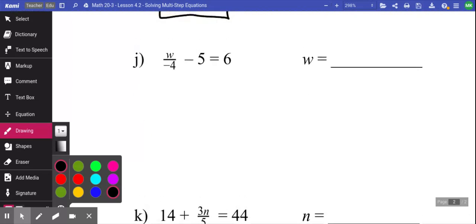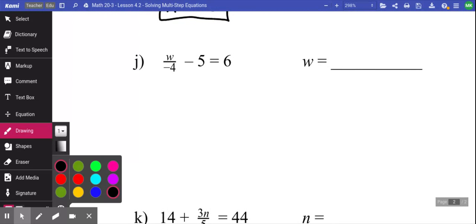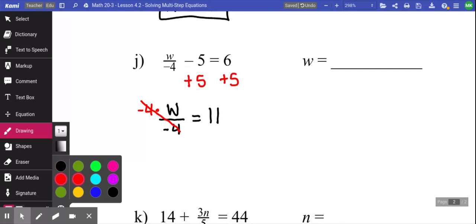For J, we got to move the 5 first. The opposite of minus 5 is adding 5, which leaves me with W over negative 4 equals 11. That is division. So that is W divided by -4. The opposite of divide is multiply by -4. So we multiply both sides by -4. That gives me W equals -44.